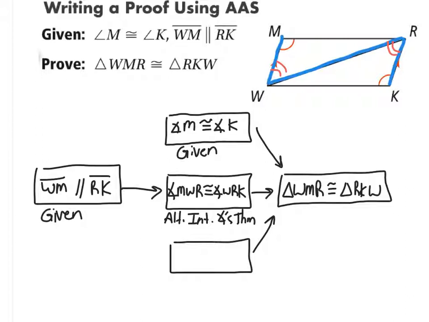Quick question for you. If you're not sure where to go, if you're not sure what you're doing, we should at least be able to narrow it down. Am I looking for a side or am I looking for an angle? Looking for a side, absolutely. How do I know? Because there is no such thing as an angle, angle, angle triangle shortcut, congruence shortcut.